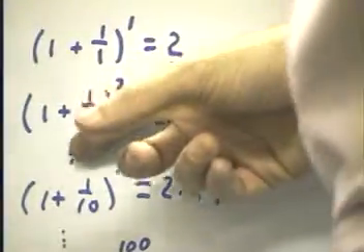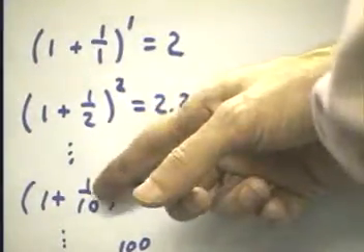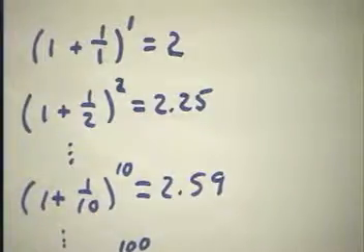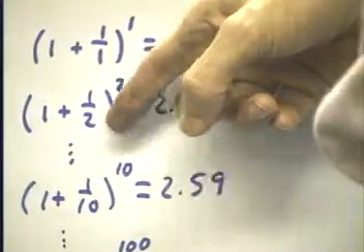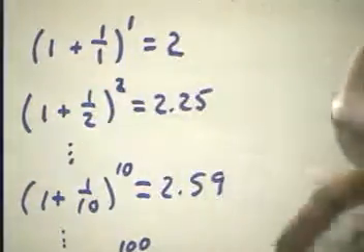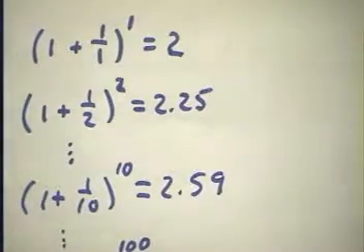Now we can go to any number of compoundings in a year. If we take 1/10 of the interest rate, but do that 10 times during the year, then our growth rate for each period will be 1/10, but we'll have 10 periods. And we'll have 1 plus 1/10 to the 10th. That gives us a factor at the end of the year of 2.59.